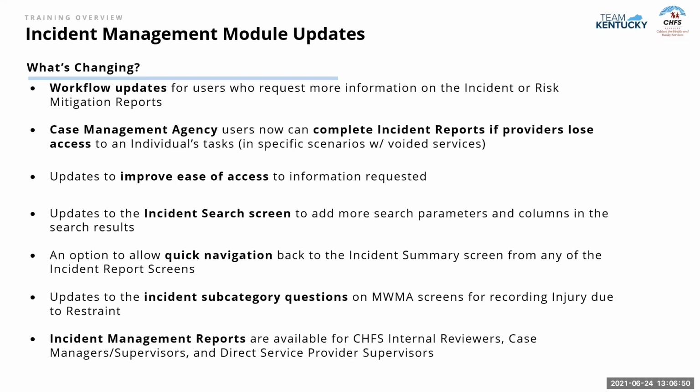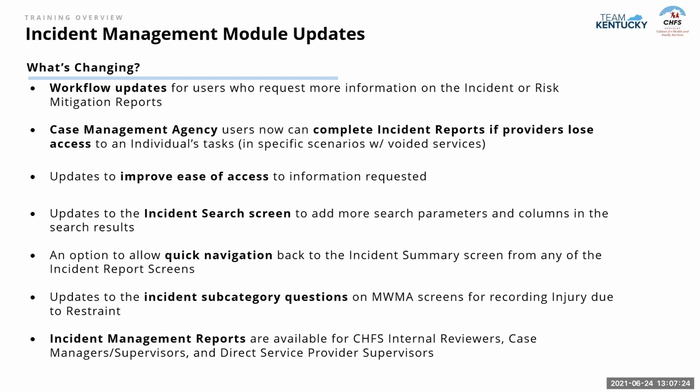The next few items are about ease of access. One really helpful update that we've made is changing the incident search screen to add even more parameters and more columns in the search results. This will allow you to search for the exact incident that you're looking for. And those search results that you get in return are going to have even more details to give you more visibility about where an incident is in its life cycle.